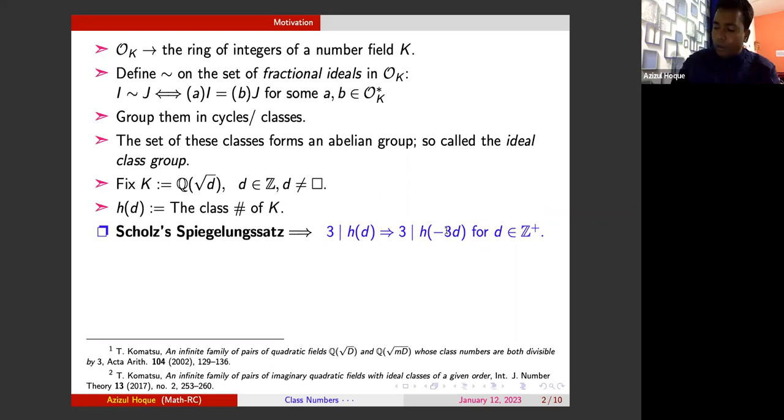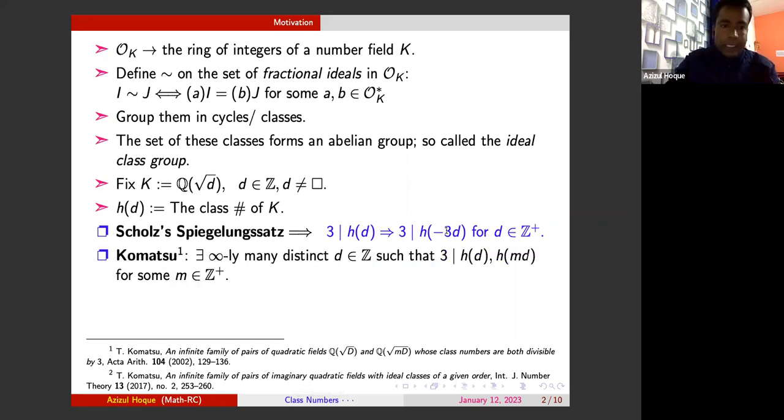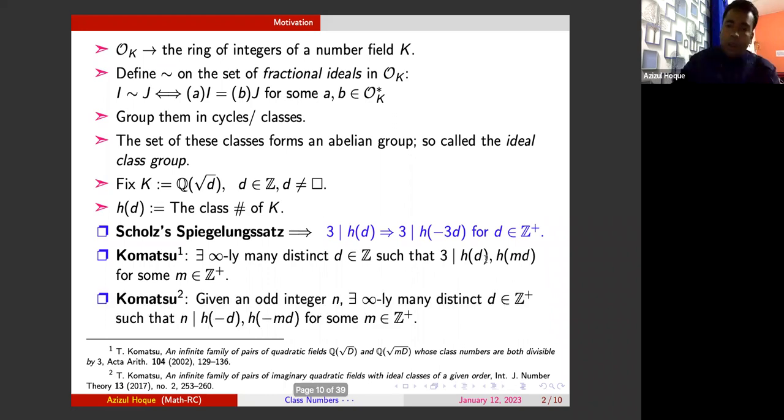Now this motivates Komatsu to prove this result. In fact, he proved that there exist infinitely many distinct d such that 3 divides the class numbers of this pair of fields. They may be real or imaginary quadratic fields. Now, this is one more generalization: in the case of this 3 divisibility, here he proved the n divisibility, and in this case it is for imaginary quadratic fields. So this pair is there.